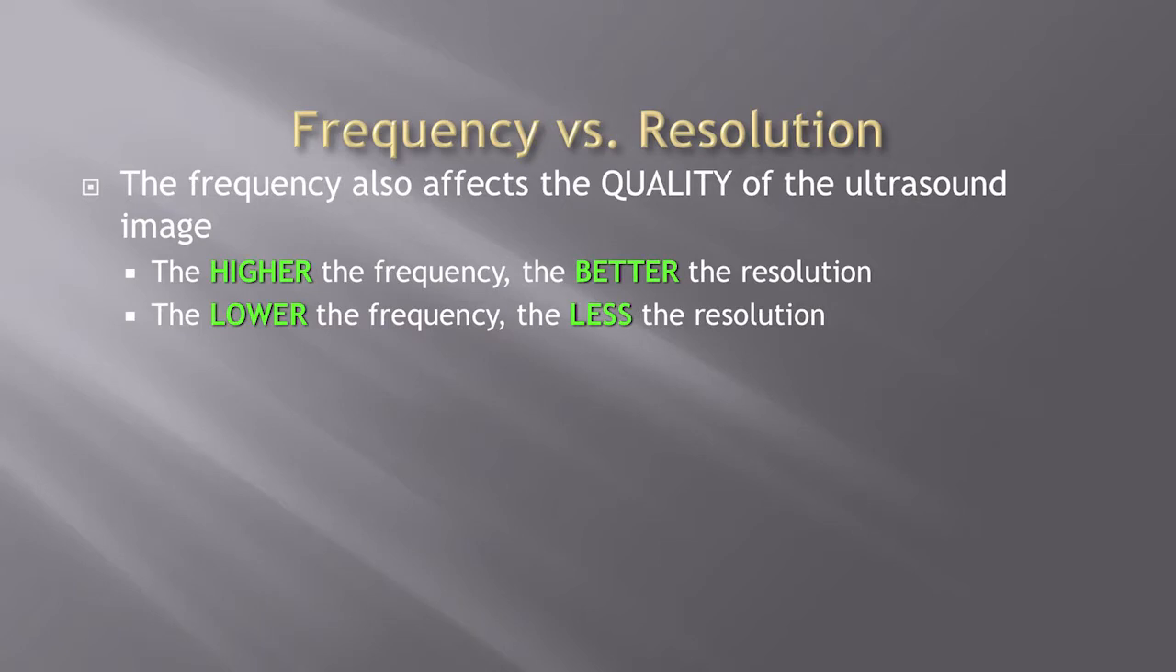All right, so this is basically a summary of what I just said. The higher the frequency, the better the resolution, because sprinters are very fast, don't go very far, and are very good at it. Versus the lower frequency transducer, the less the resolution, in other words the worse picture you're going to get. So these are your slow, long distance runners that can go very far, but you're not going to get the best imagery. Make sense?